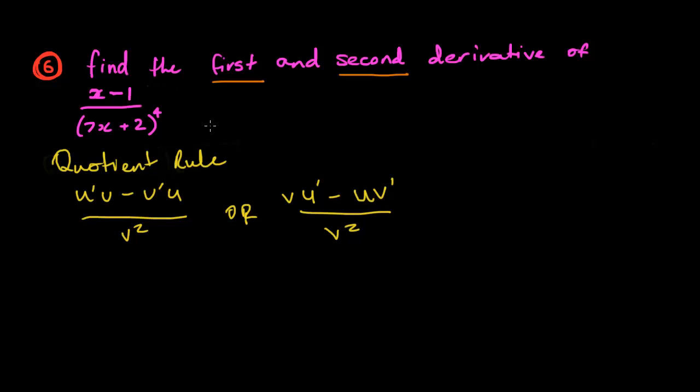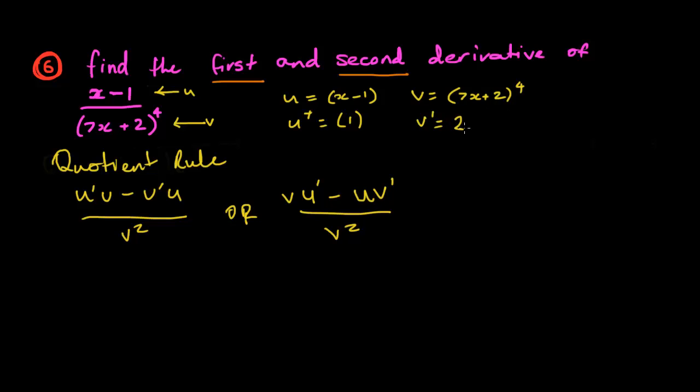The first thing I do when I see one of these is map everything out. I know that this is u, and I know that this is v. So u equals x minus 1, u dash equals just 1. Then v equals (7x plus 2) to the power of 4, and v dash equals 28 over (7x plus 2) to the power of 3.